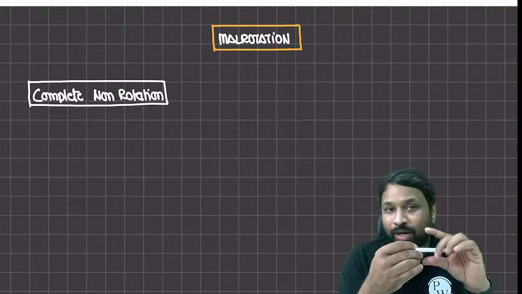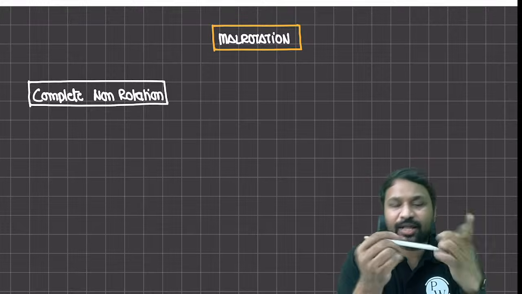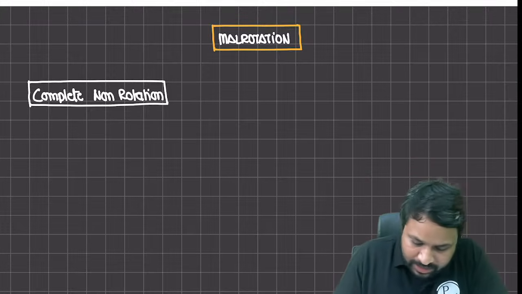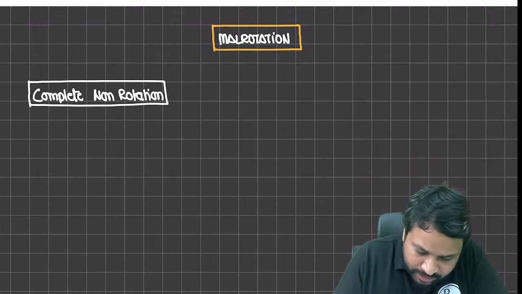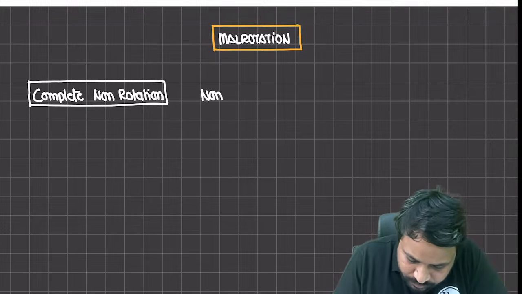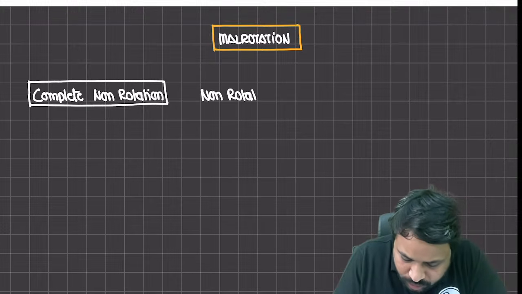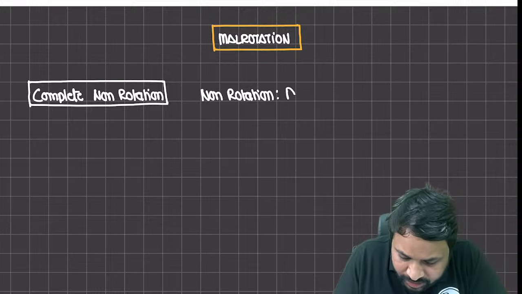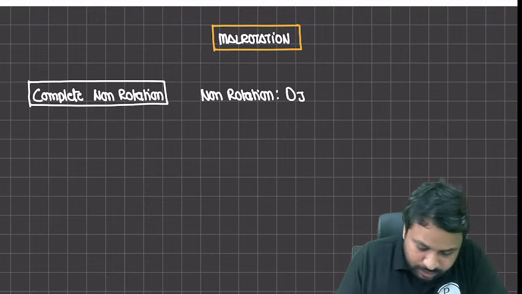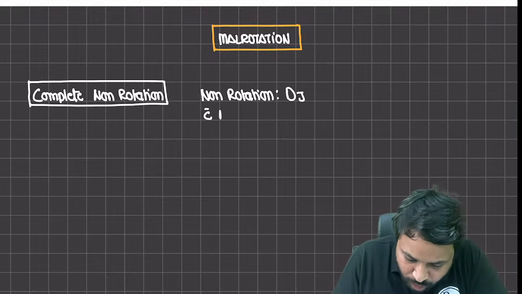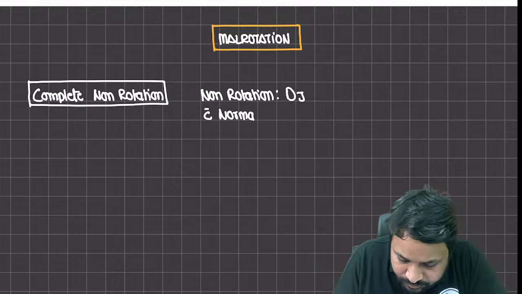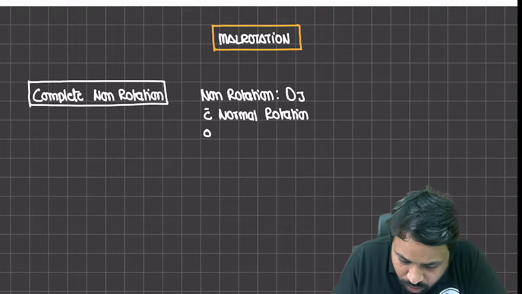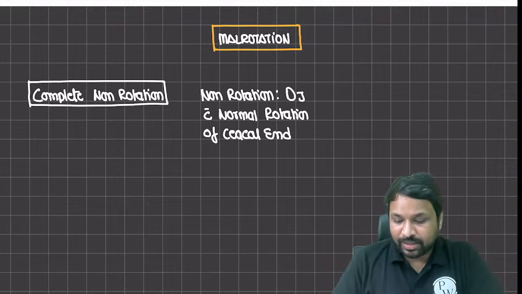Now as there are two ends of the rotation, one is a duodenal end, another one is cecal end. The second possibility is if there is non-rotation of the duodenojejunal junction with normal rotation of cecal end, ये एक possible है. ठीक है. So this is also one type of malrotation.